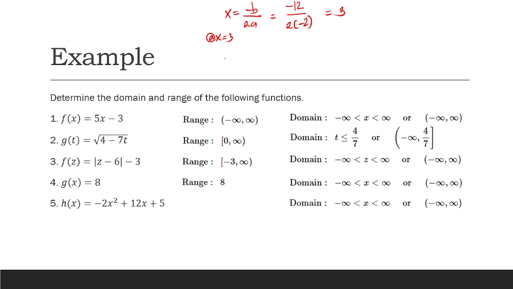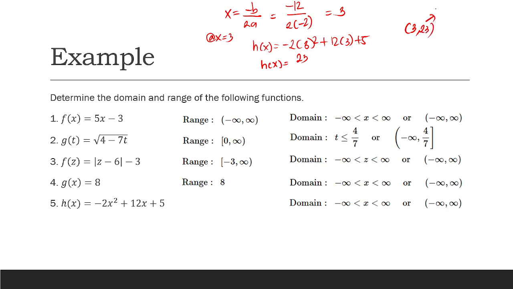So, h of x is equal to negative 2 times x squared, that's 3 squared, plus 12 times 3 plus 5. So, what we get for h of x, or the value of y, is 23. Therefore, in our Cartesian plane, our vertex is at point (3, 23).